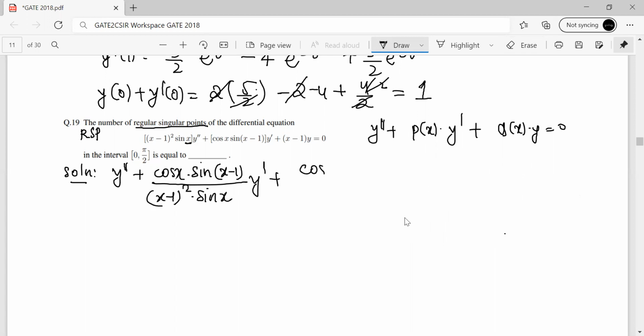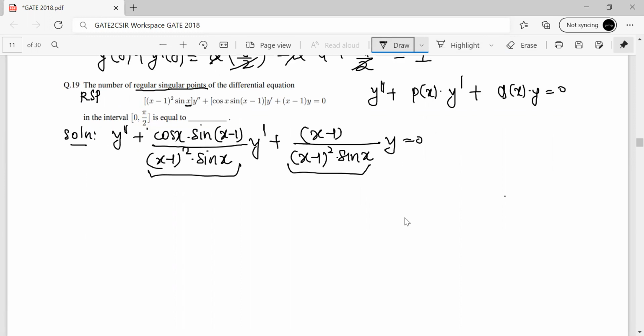Plus cos x into... oh sorry, this distracted everything. Okay, and plus (x minus 1) over (x minus 1) square times sine of x, times y, equal to 0. Now this quantity right here is my P, this is my Q. Okay, now let us find out and see. P is becoming 0 at x equal to 1 and 0.